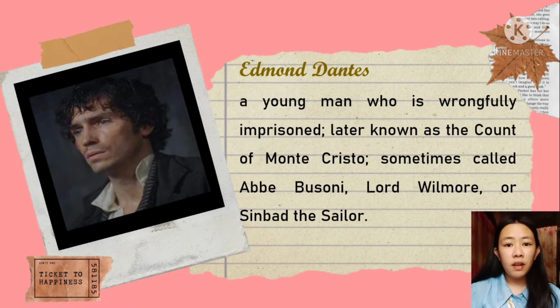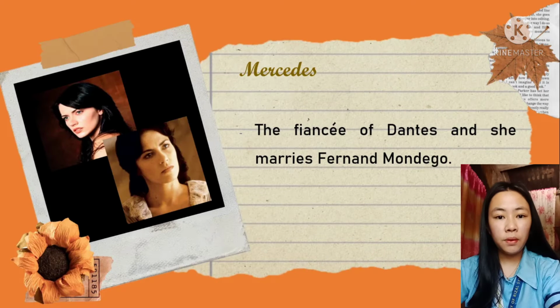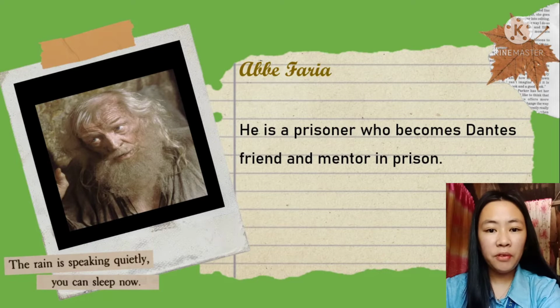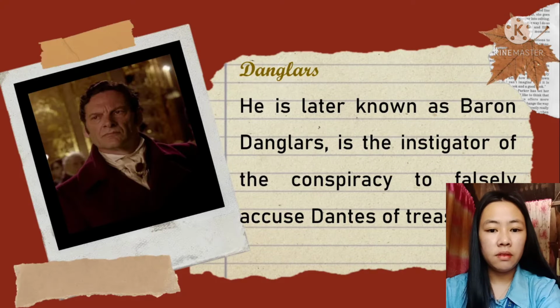First, we have Edmond Dantes, a young man who is wrongfully imprisoned, later known as the Count of Monte Cristo, sometimes called Abbe Busoni, Lord Wilmore, or Sinbad the Sailor. Next, we have Mercedes. Mercedes is the fiancée of Dantes, and she marries Fernand Mondego. Abbe Faria is a prisoner who becomes Dantes' friend and mentor in prison.